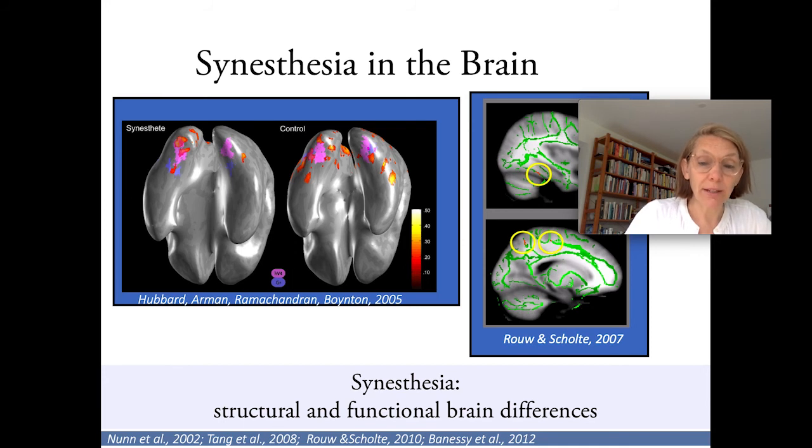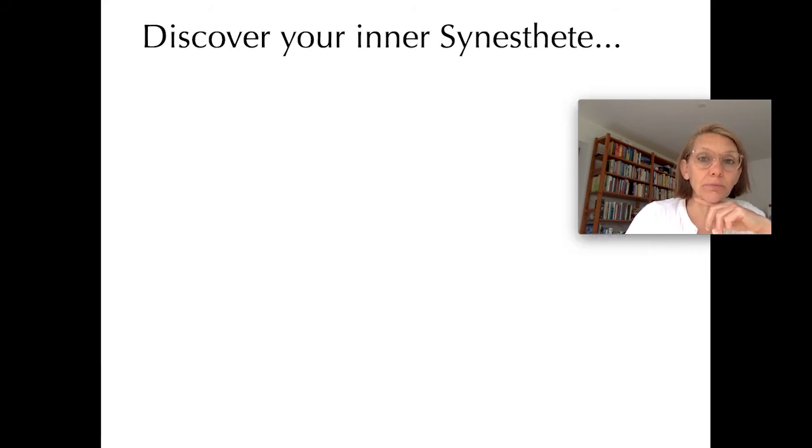And we find that over and over again in our studies when you study the brain, that you find effects of synesthesia there. Now maybe you don't have synesthesia and it doesn't seem obvious that a letter could have a color or a smell could have a shape. But we all have a little bit of synesthete inside. So I want you to now discover your inner synesthete.